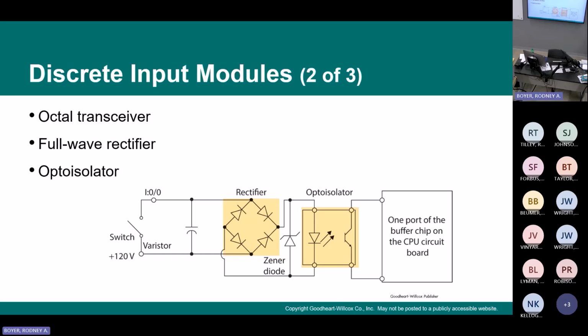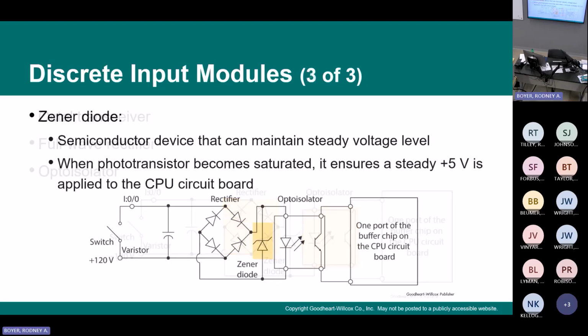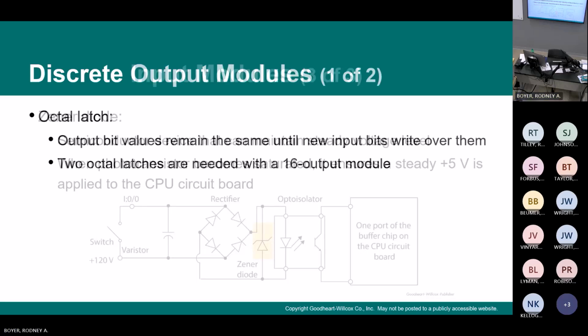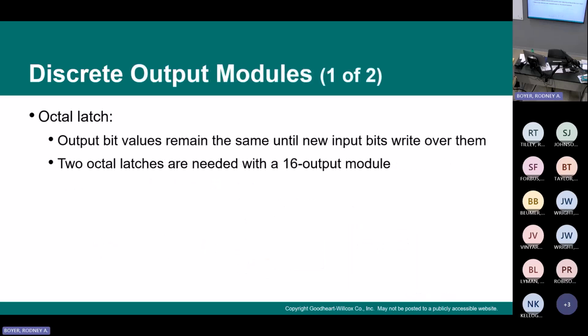Have an octal transceiver. What's octal? 8. Yep. So for a 16-bit or 16 input card, you have to have 2 of them. 8 times 2 is 16. Zener diode, make sure you get a steady 5 volts. Octal latch, output value remains the same until new input bits are written over them. 2 octal latches are needed with a 16 output module, also needed for a 16 input module.